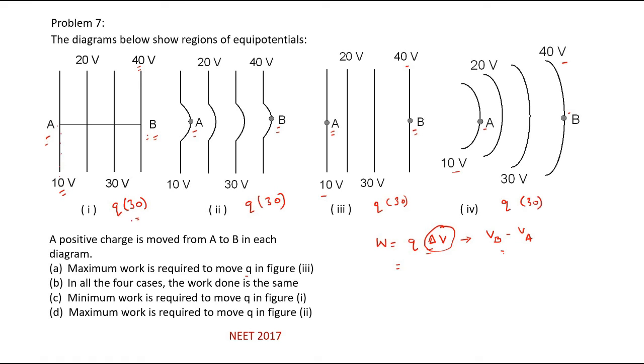As you see, in all cases, 30Q, 30Q, 30Q, 30Q. The work required is 30 times Q. Therefore, the answer is, in all the 4 cases, the work done is the same. The work done is same. Is it clear?